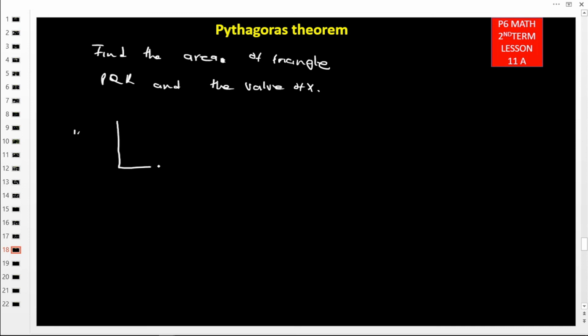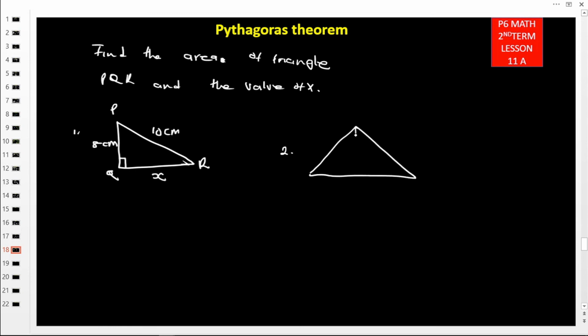Number 1, it's a right angled triangle, just like this one. So this is 8 centimeters, then this is Q, we have P, then this is R. So here it is x, and now this one is 10 centimeters. So number 2 here, we are having another triangle. Please give it time, but what I want you to do is to send this work on time. I'm repeating, on time.